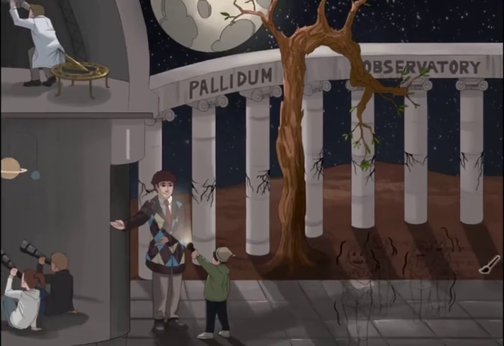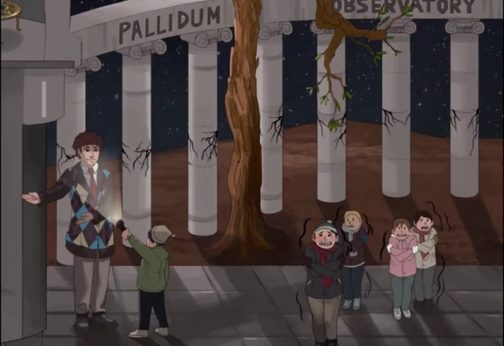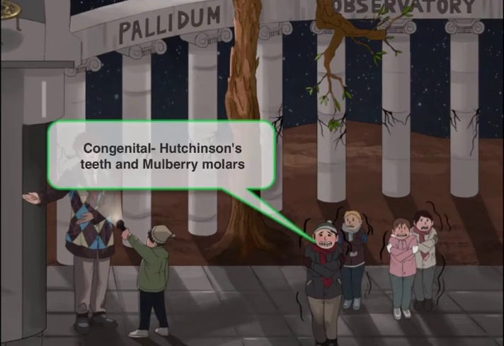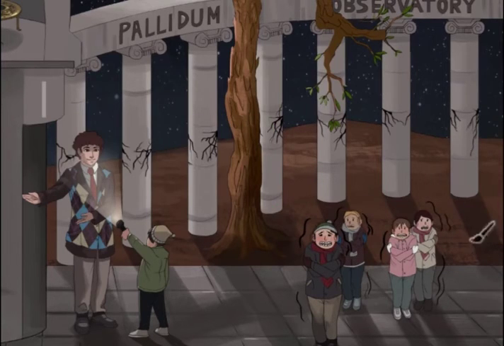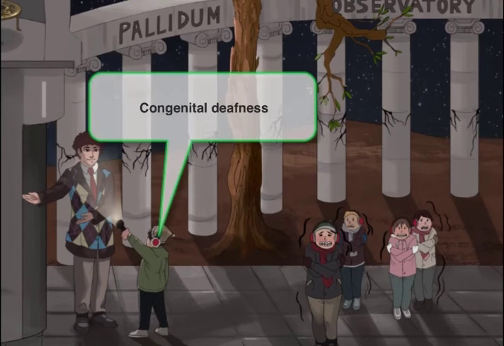Now we'll add some shivering kids down here below. Their teeth are chattering, and this is to remind you of Hutchinson teeth, which are notched incisors, and mulberry molars, which are molars with several enamel outgrowths. So it's freezing outside, and the kids are wearing earmuffs, and these earmuffs are to represent that they're deaf, which is the last symptom we're going to cover for congenital syphilis.